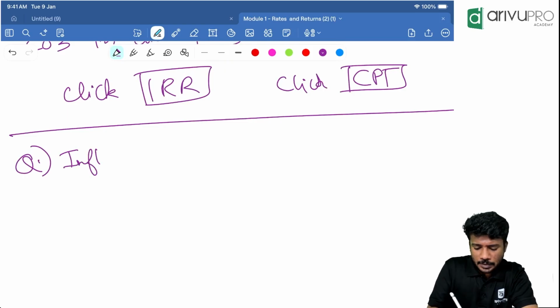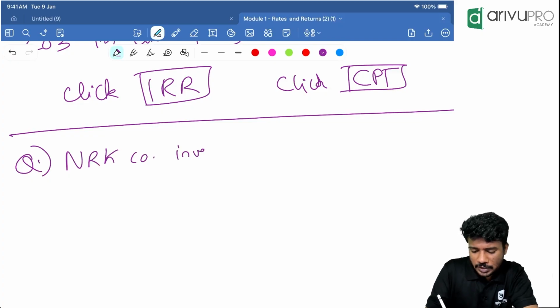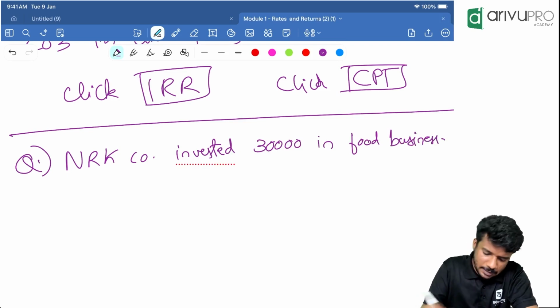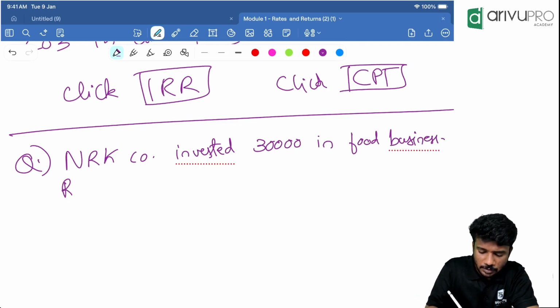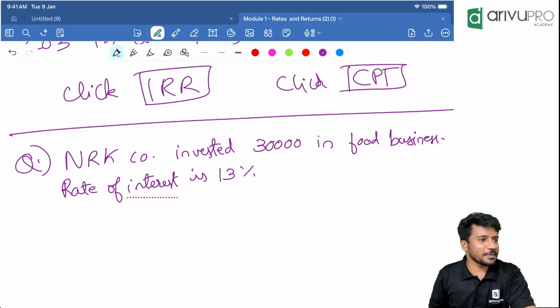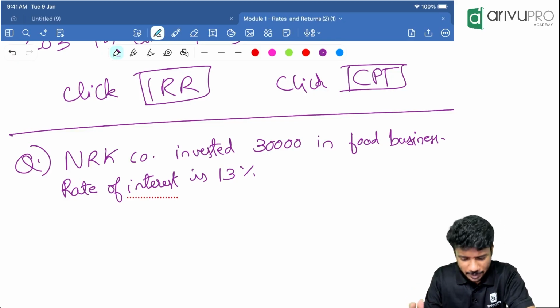Inflow. Or I will say, NRK company invested 30,000 in food business. Okay, food business. Then the rate of interest is 13%. Let it be 13%. The rate of interest is also given, that is 13%.